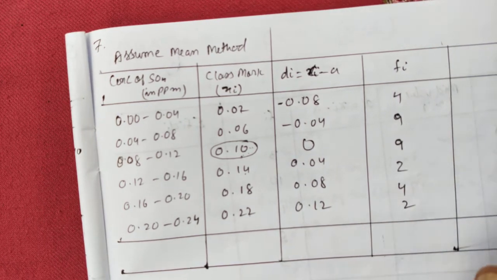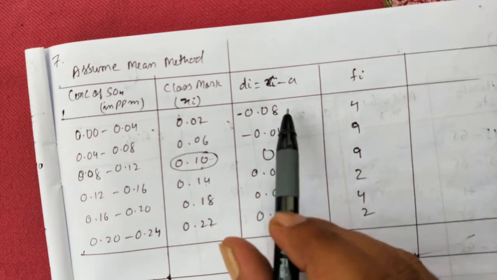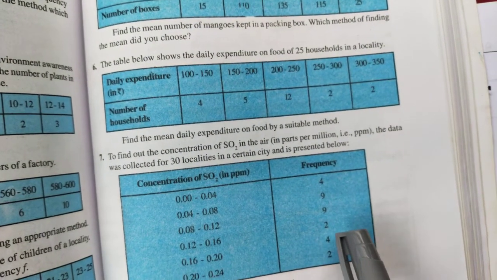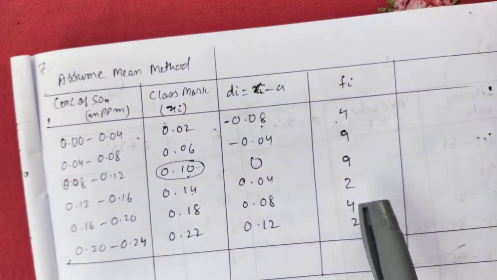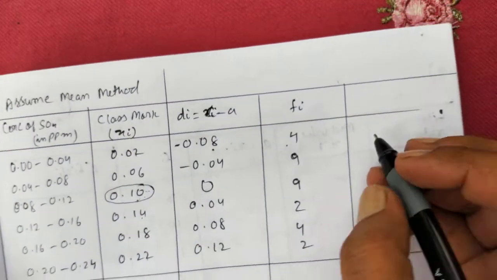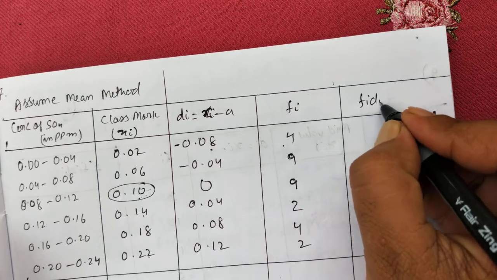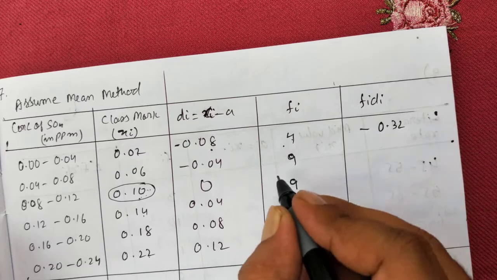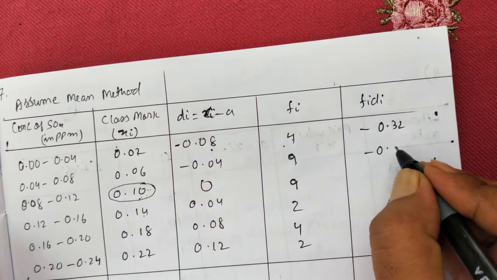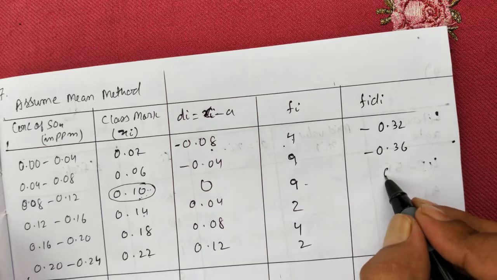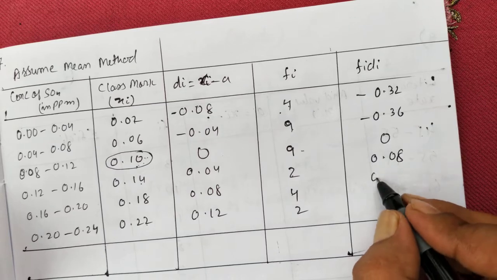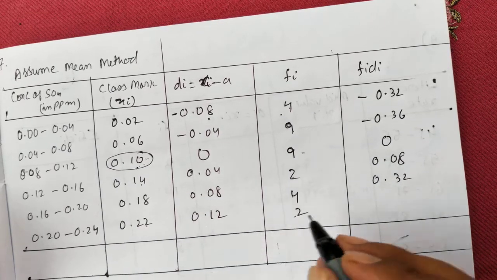Since decimal is there, I am writing decimal, okay. Now multiply this. 4 8 is 32. This is fi, already given in the question. So the product of these two will be fidi. 4 into 8 is 32, so 0.32. 9 into 4 is 36, minus 0.36. 9 into 0 is 0. 2 into 4 is 8. 4 into 8 is 32.